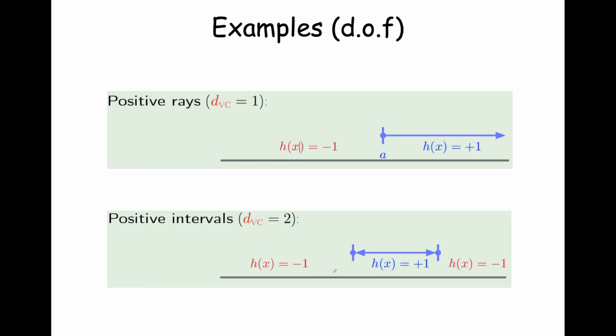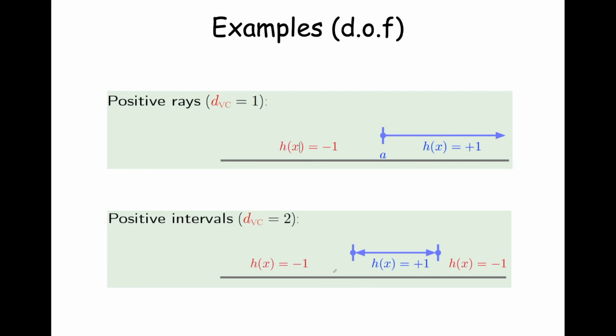And so we had some examples, and let's think about these examples. For the positive rays, we said the VC dimension, DVC, is equal to 1. Now here you notice we had a single parameter for the positive rays. We had an anchor point that we called A. And so different settings of A defined a different hypothesis as expressed by the number of dichotomies it could produce.